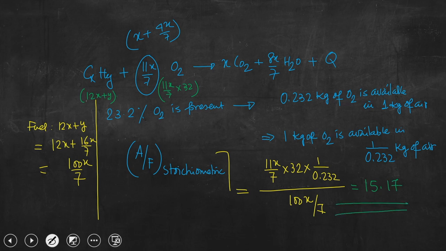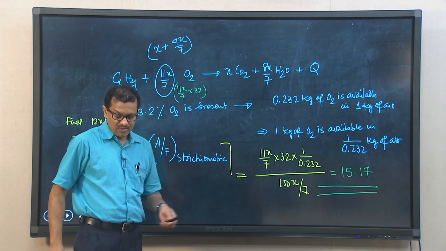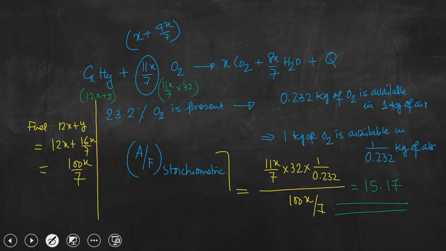So, this is the answer, right. The stoichiometric air fuel ratio is equal to 15.17. So, this is the process of calculating the stoichiometric equation as well as the stoichiometric air fuel ratio.